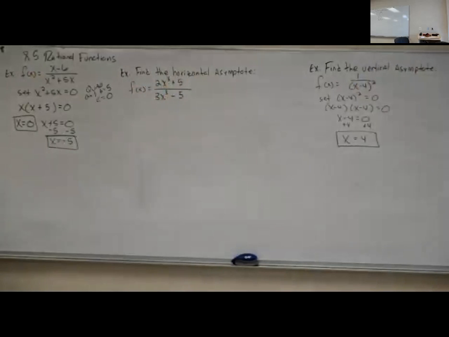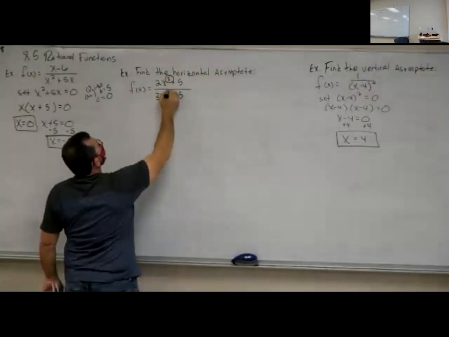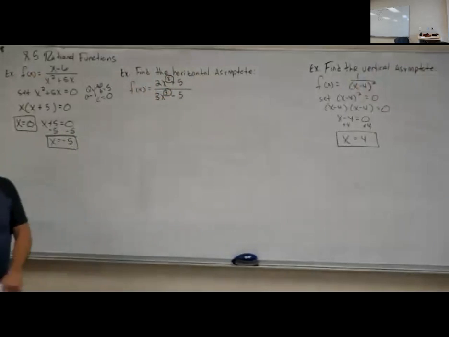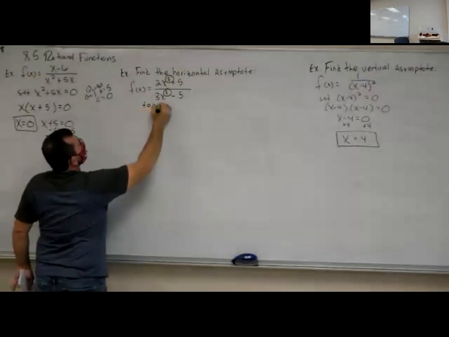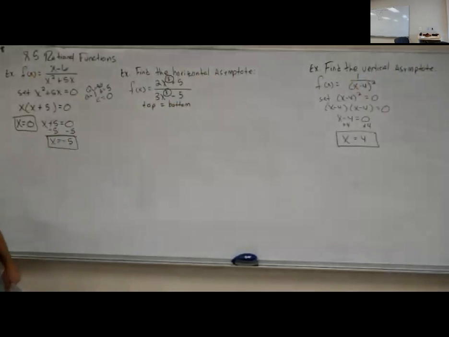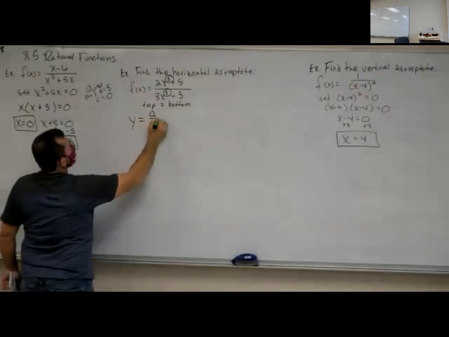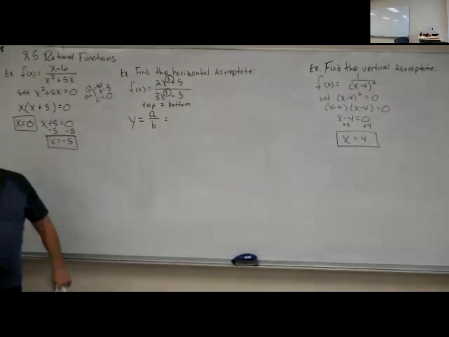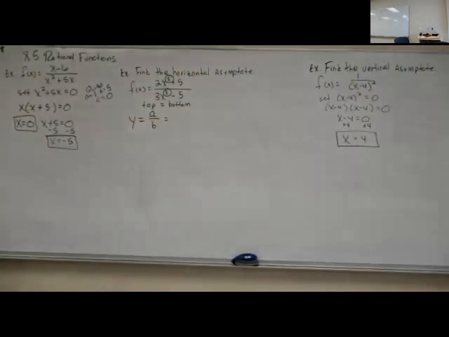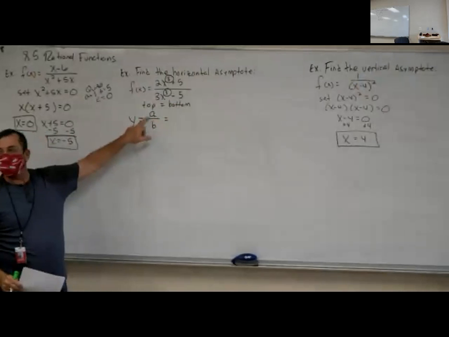So I'm looking at the degree of the top. The degree of the top is a 3. The degree of the bottom is a 3. So they're equal. So the top equals the bottom degree, which means y equals a over b is going to be my horizontal asymptote. So remember, a is the lead coefficient on the top.